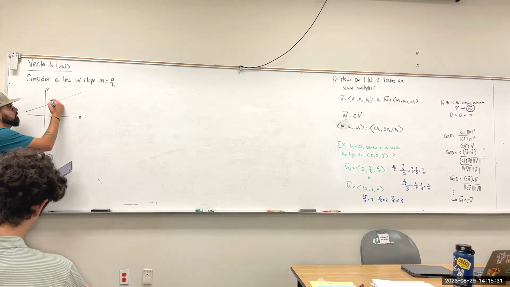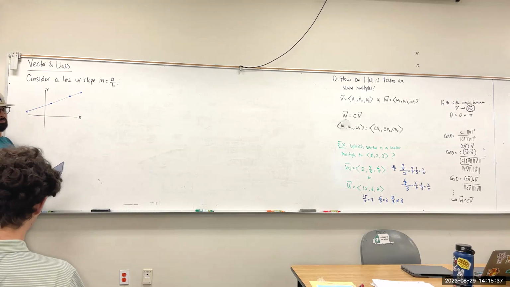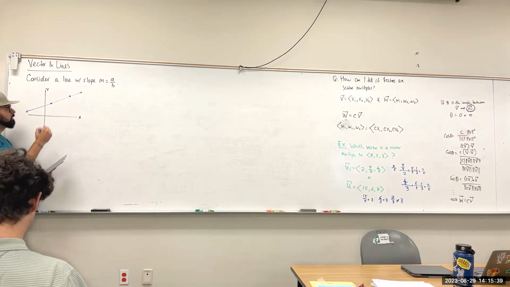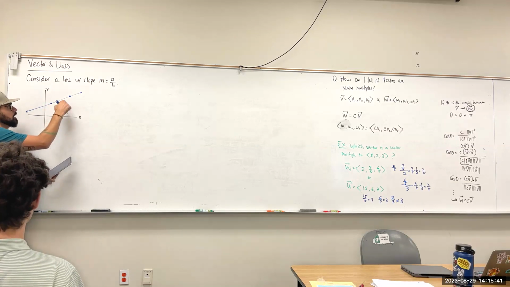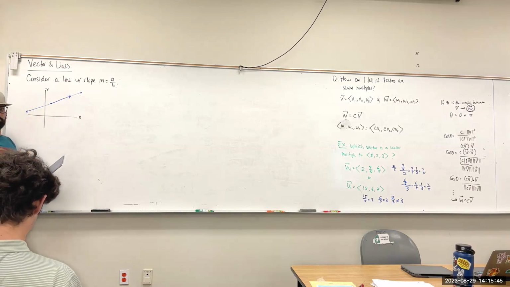Now let's pick two random points on the line, this point and this point, so that we can make a vector out of it. So I get two points on the line, and then bam, I have this vector pointing down.